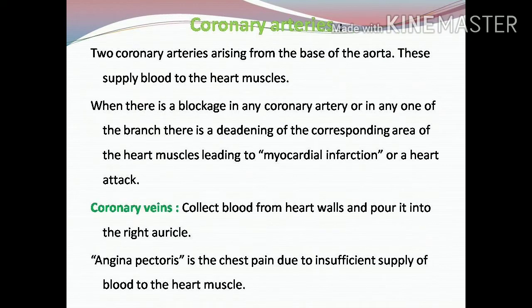Next, coronary arteries. Here two coronary arteries arise from the base of the aorta. These supply blood to the heart muscles. The coronary artery arises from the base of the aorta and supplies the oxygenated blood to the heart muscles itself.